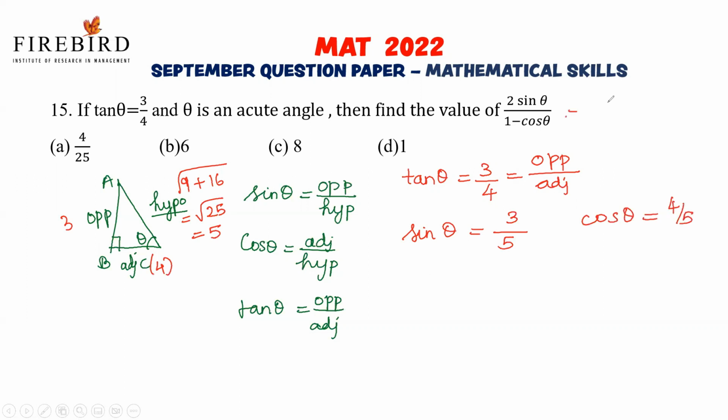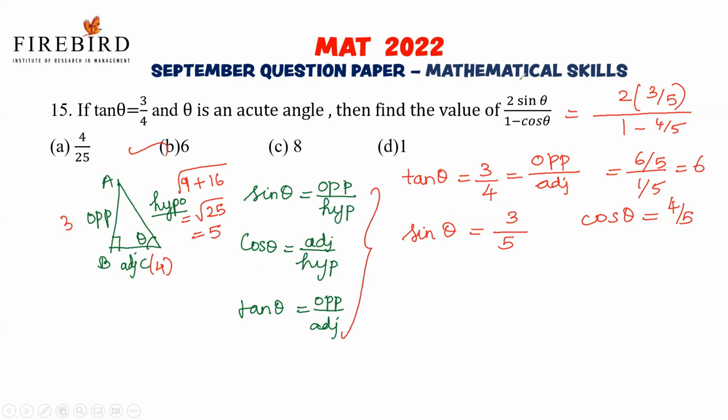To find this value, it is enough if you substitute all the values. So 2 into 3 by 5 divided by 1 minus 4 by 5, you will get 6 by 5 divided by 1 by 5. So 5 will get cancelled, and 6 is your answer. So note down these formulas, it is very important. Now we'll move to the next question.